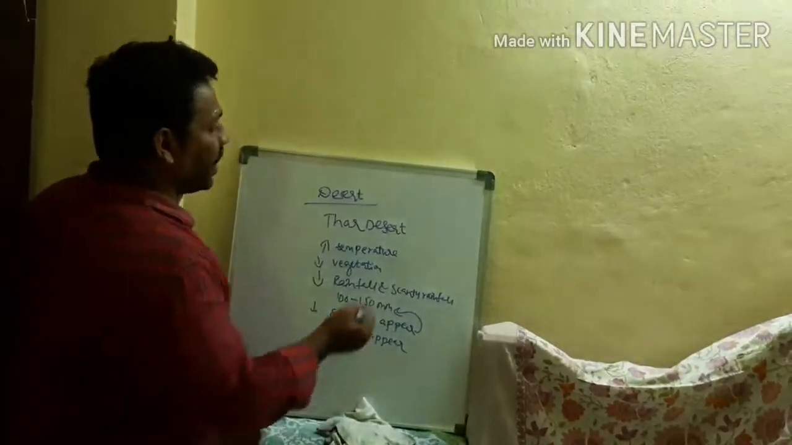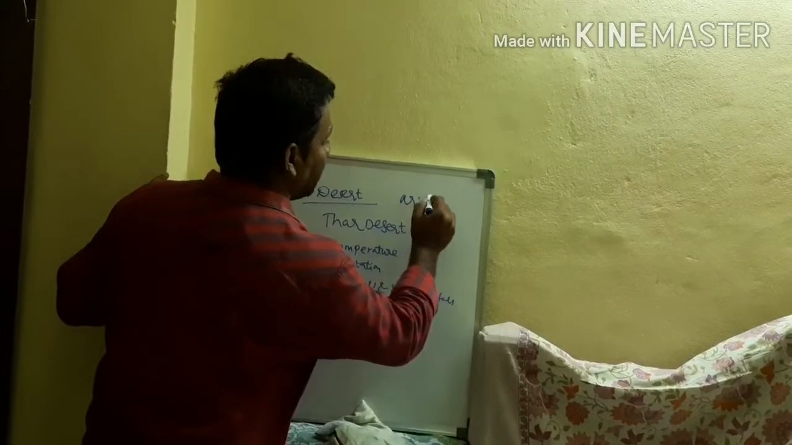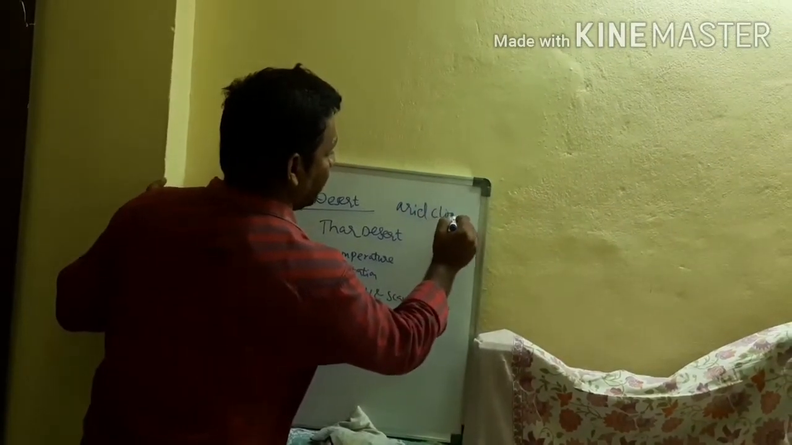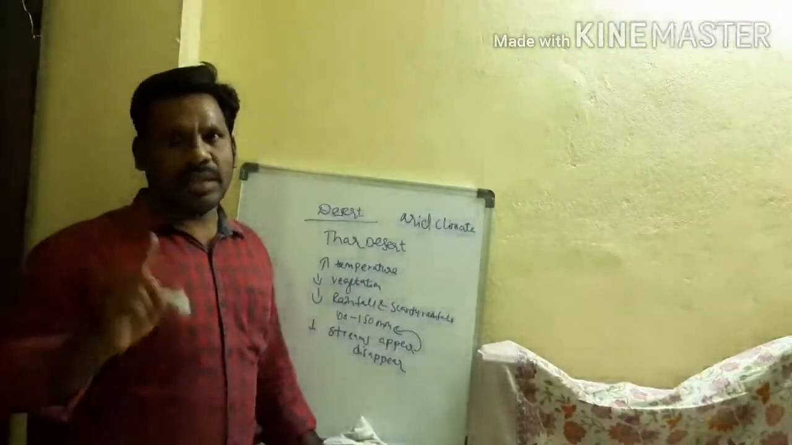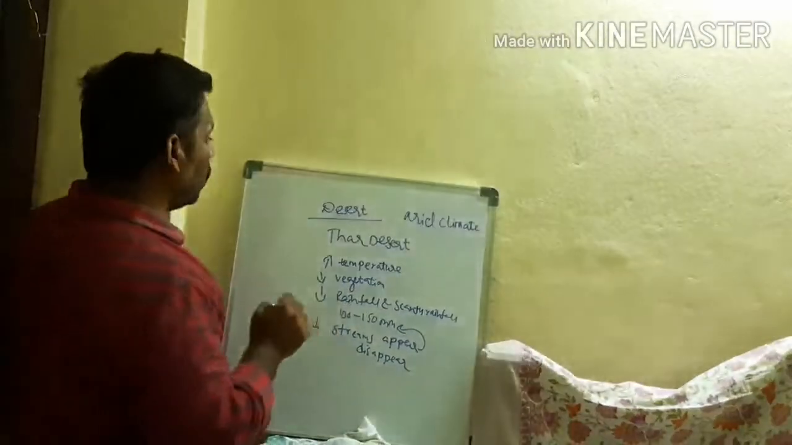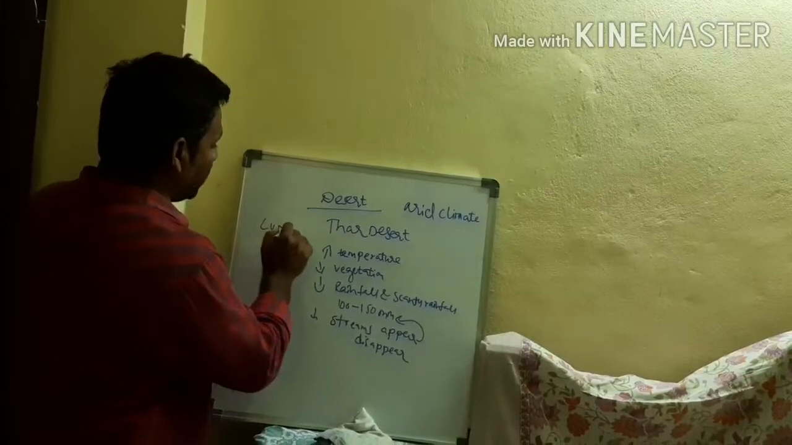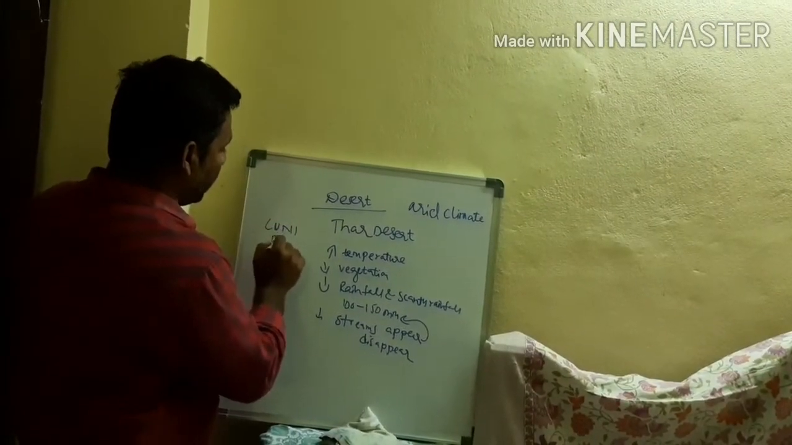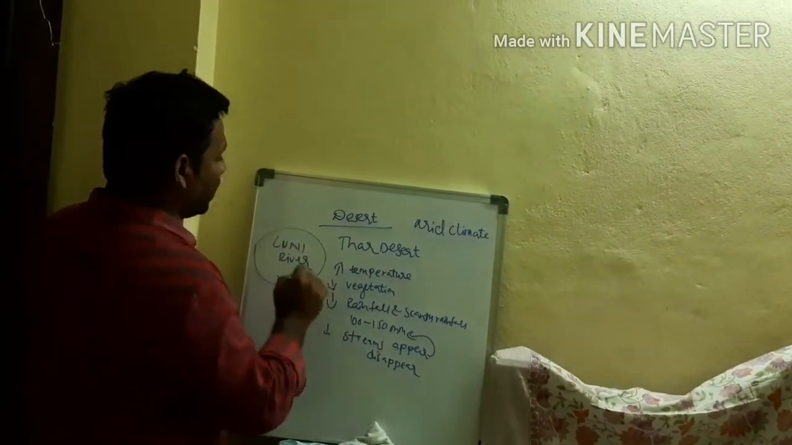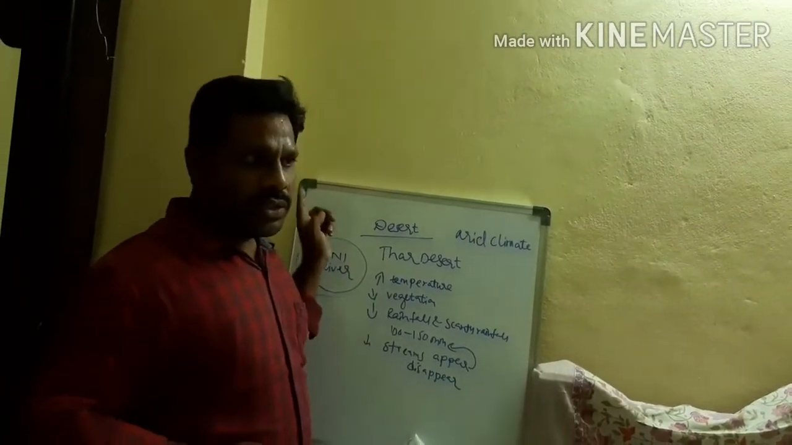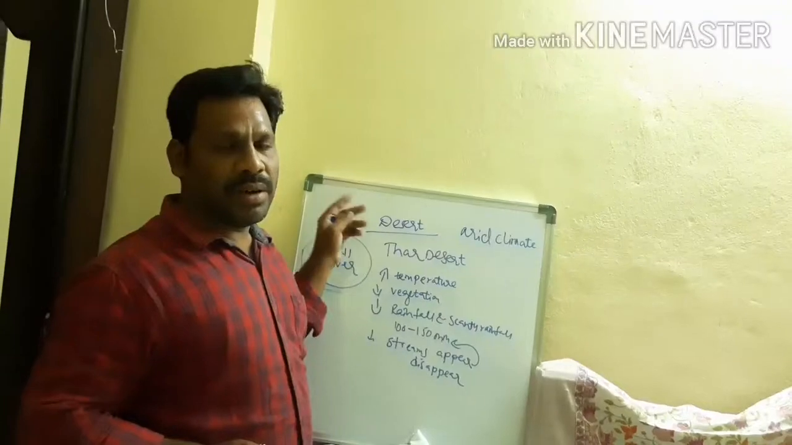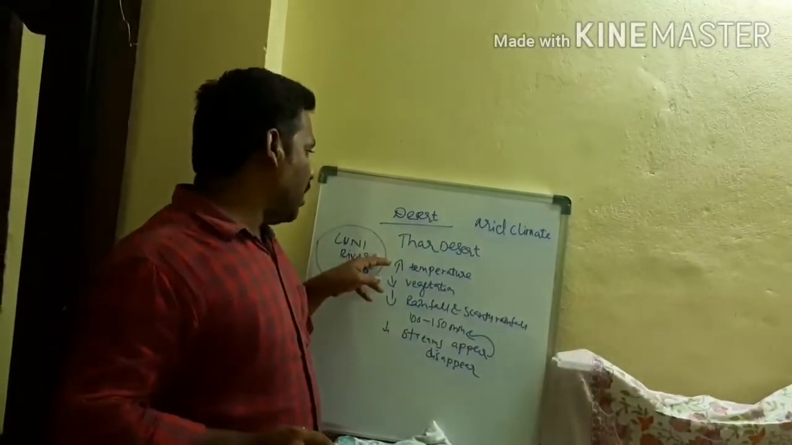It has an arid climate. What type of climate does it have? Arid climate. The one and only river in the Thar Desert is called what? Luni River. The one and only river flowing in the desert which does not drain and is not joined to any sea, either the Arabian Sea or the Indian Ocean. It drains here only, in the desert.